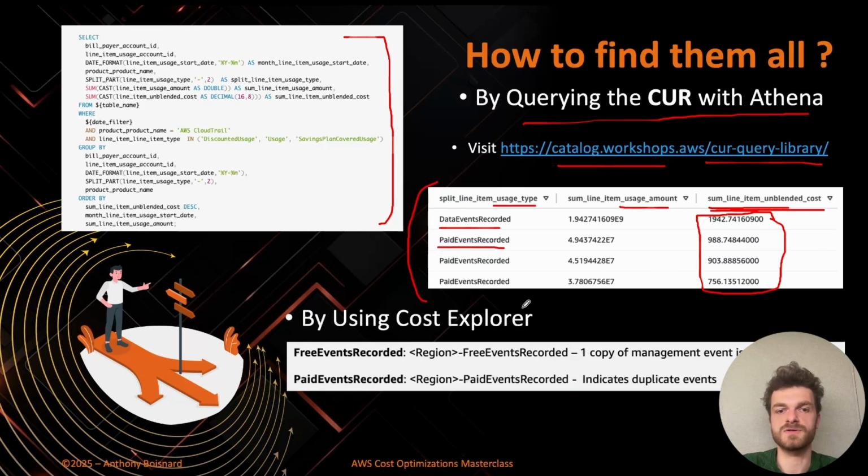You can also search for them by using the Cost Explorer service. Free events recorded will always be a copy which is free, and the paid events recorded will be indicating duplicate events.